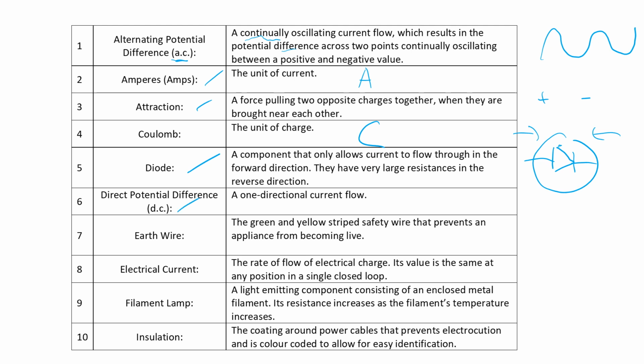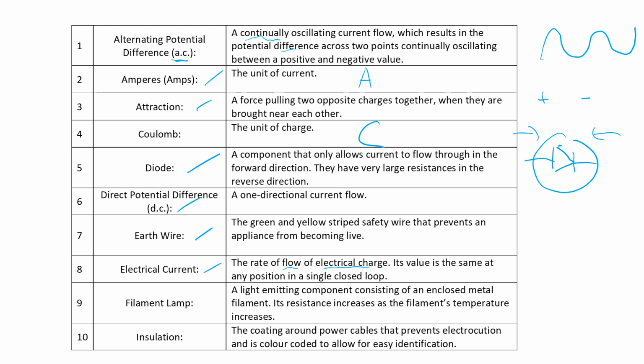The green and yellow striped safety wire that prevents an appliance from becoming live. So it's the one at the top. The longer pin on the plug is the earth wire. The rate of flow, so it's the flow of electrical charge. Its value is the same at any position in a single closed loop.